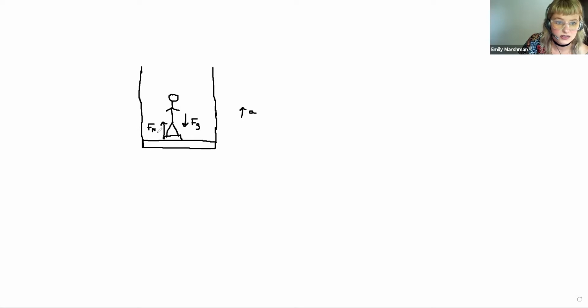So there's two forces at play here. The normal force points up. Let's make that direction positive. Then the gravitational force is down. That's the net force. That has to be equal to the object's mass, which is your mass, times your acceleration. Your acceleration is positive. So this side is positive up.